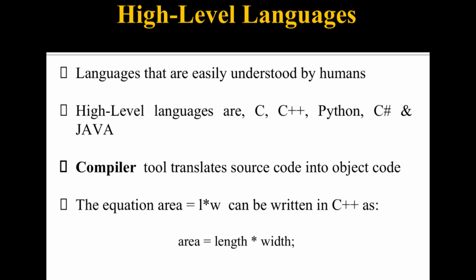High level languages are easily understood by humans. High level languages are C, C++, Python, Static, and Java. A compiler is a tool that translates source code into object code. The equation area = length multiplied by width can be written in C++ as area = length * width. C++ language is easy to understand.